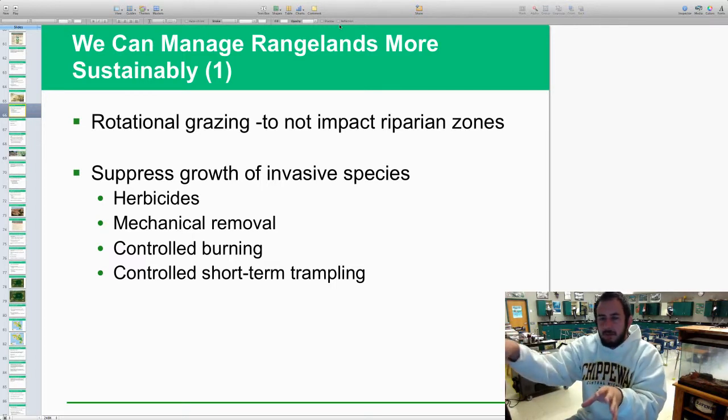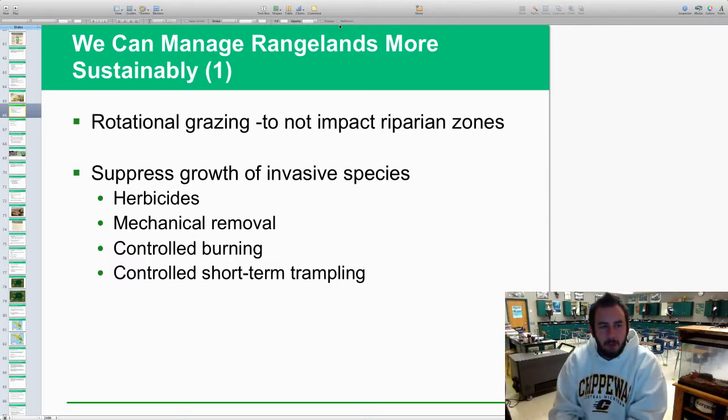That way it allows those times for those plants to regenerate and regrow. That's what we call rotational grazing. And one area that we're going to talk about is riparian zones. I'm going to explain that in just a second, what a riparian zone is and why it's important not to impact that very much at all.